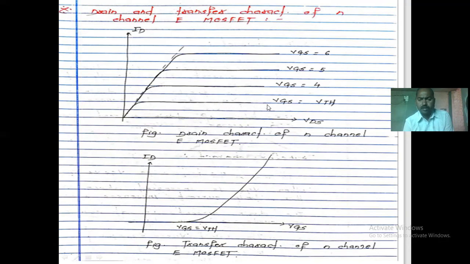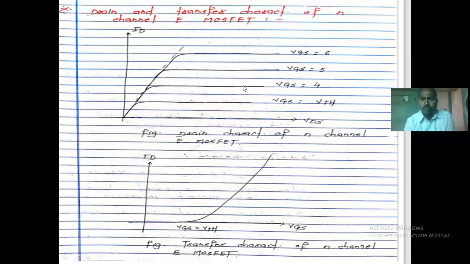So consider 6, 5, 4, 3 or 2 volts, meaning VGS is less positive. As VGS is less positive, there should be less current flowing through the device.